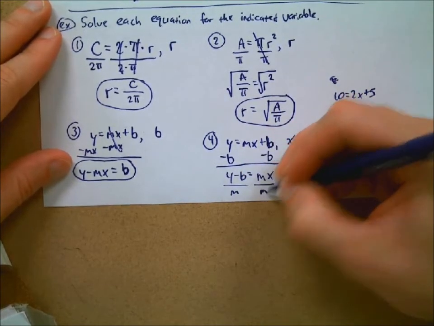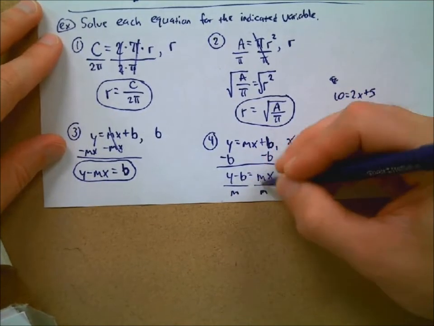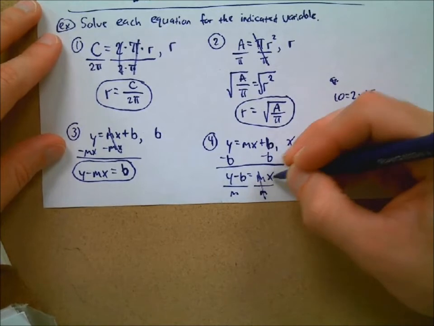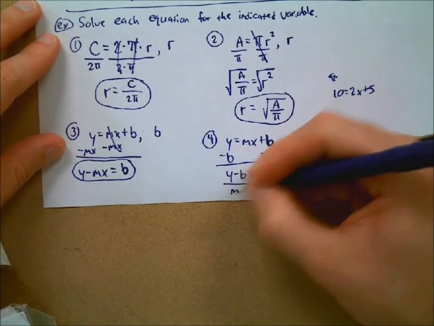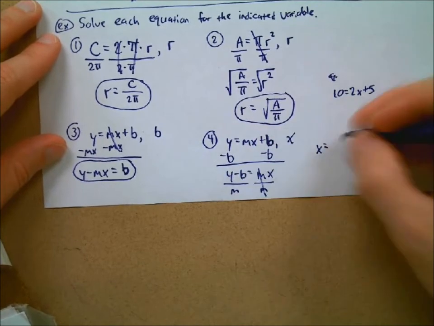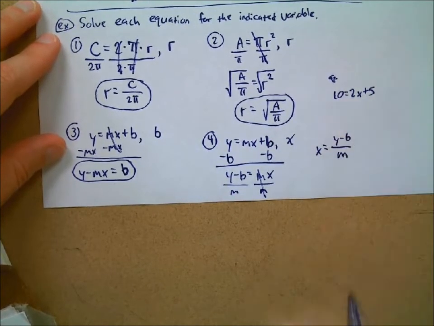Okay, now there's a couple ways you can write this when you do the division over here. Okay, the m's going to cancel with the x, right? So we'll just have an x by itself, x equals. But you have some choice about how you want to write this. You can leave it as y minus b over m, like this, okay?